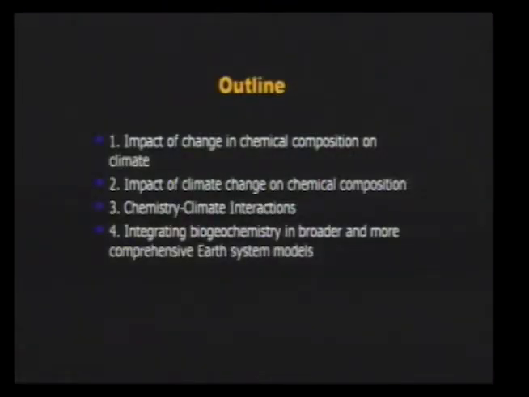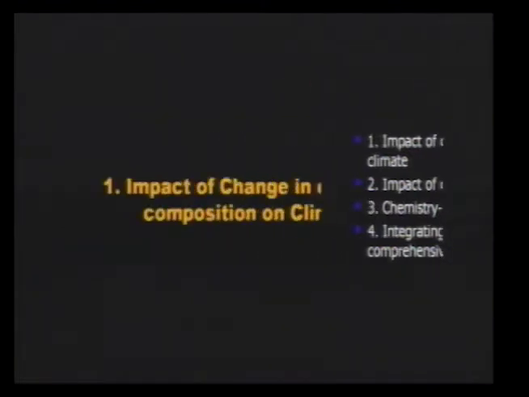So what I would like to do is talk first about the forward aspect, the impact of changes in chemical composition on climate. Then I'll say a word about the impact of climate change on chemical composition. Then I'll try to show that they have to come together, so we'll talk about feedbacks or interaction. And then, if we have time, I'll say a few words about integrating atmospheric chemistry and biogeochemistry into broader and more comprehensive Earth system models.